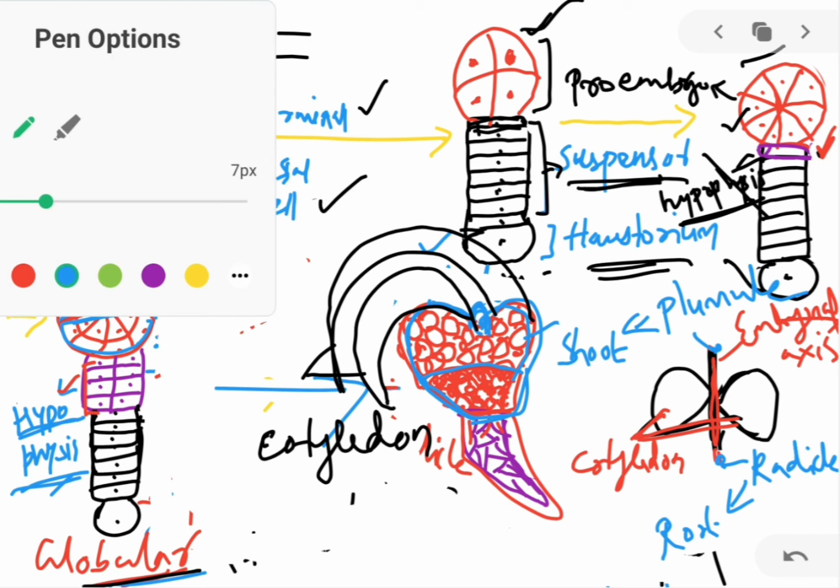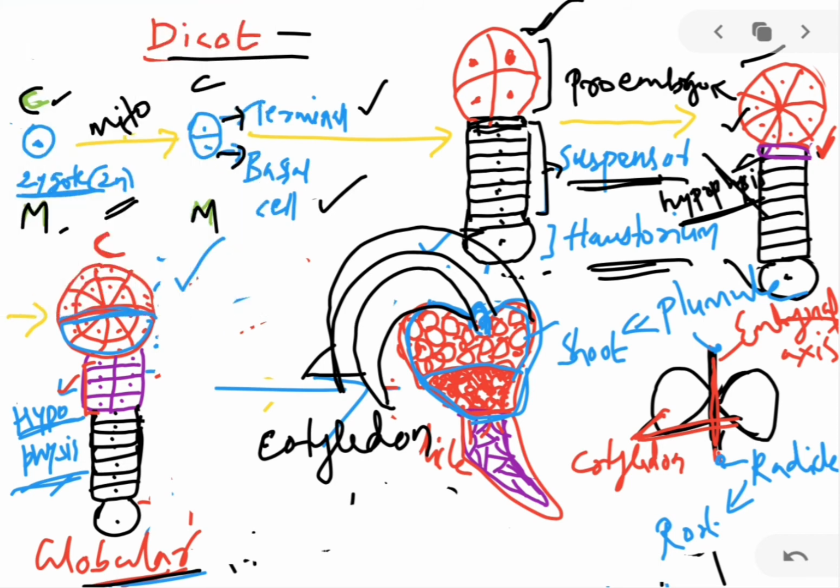Now you can see a portion which is between this area and this area. This is the point where the cotyledon attaches, right? We call it the embryonal node, N-O-D-E, node. So what is the embryonal node?